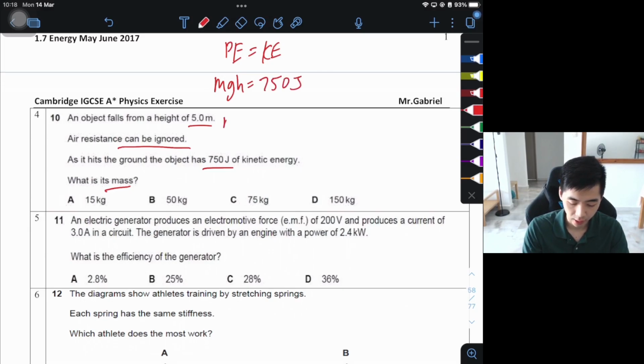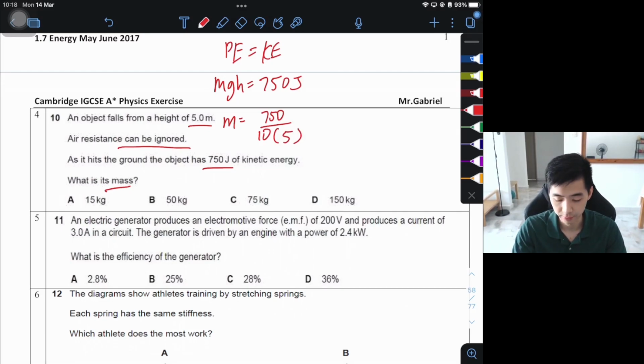I'll just go with m equals 750 divided by gravity, which is 10 in this question because it's an old question, 10 divided by the height, which was 5 here. So it's essentially 750 divided by 50 here. 750 divided by 50, you'll get an exact answer of 15 kg here.